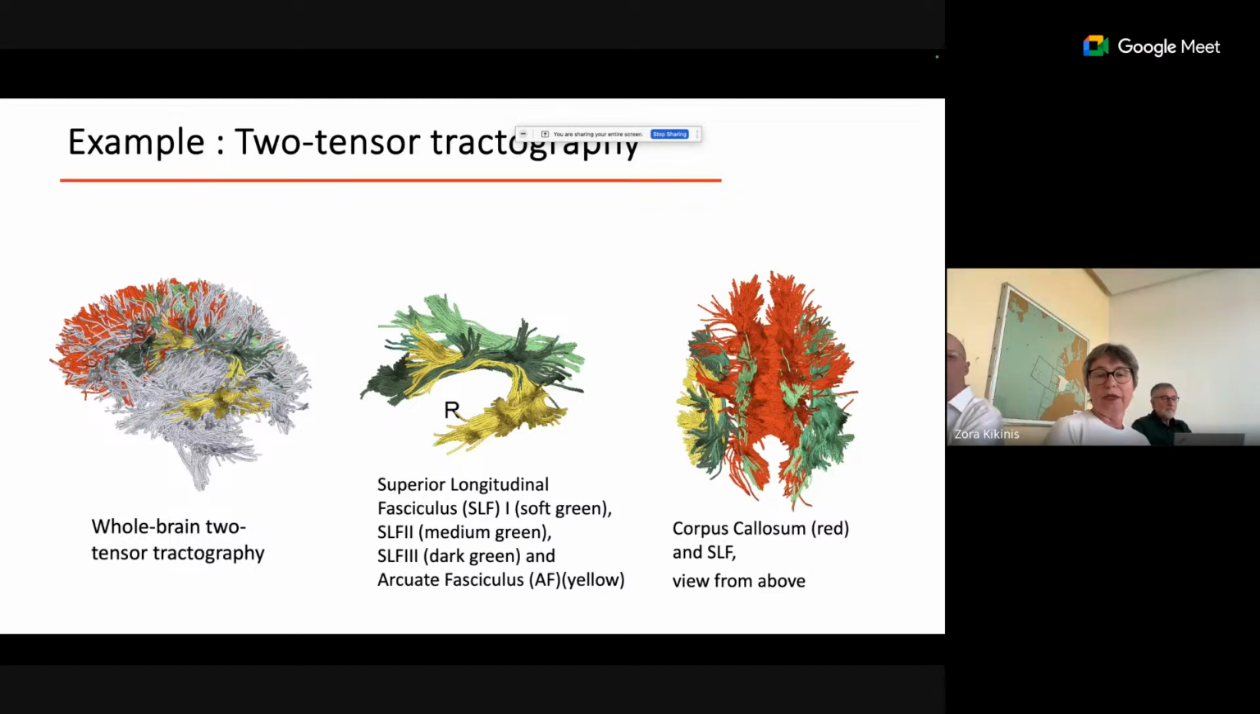There are 3 of them in different shades of green that you can see in the middle. The arcuate fasciculus in yellow, and then on the right-hand side, I also put the corpus callosum in it, and you see then with two tensor tractography data, those tracks really intersect. And just because it's so pretty, I also put the corpus callosum and the superior longitudinal fasciculus in the entire whole brain tractography, which is on the right.